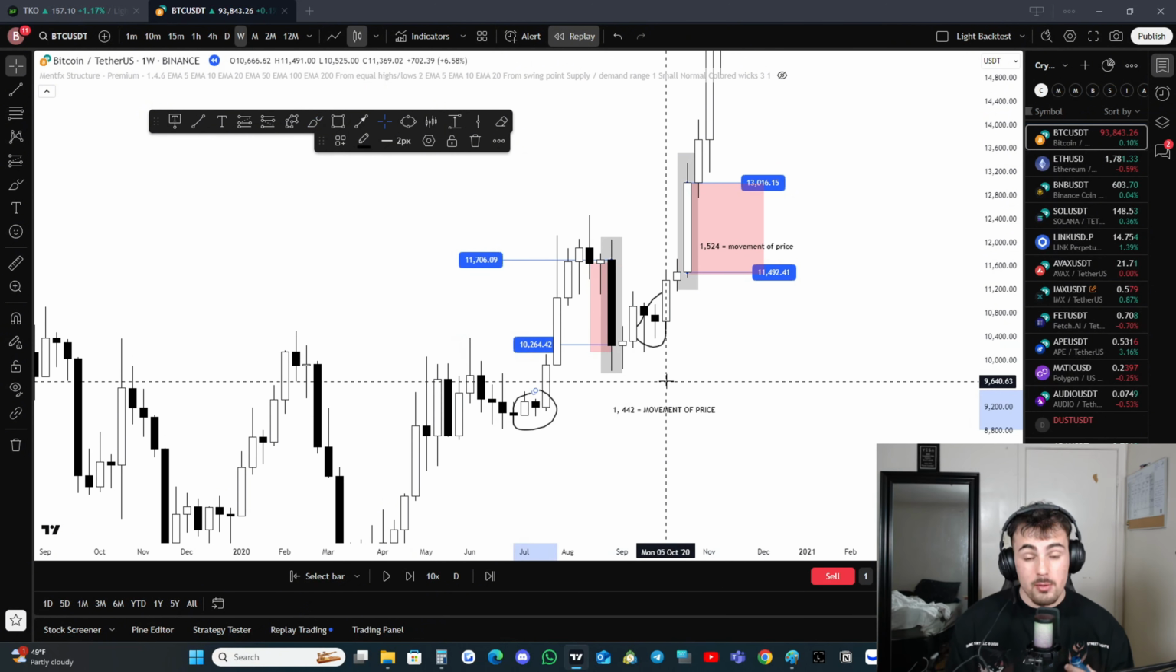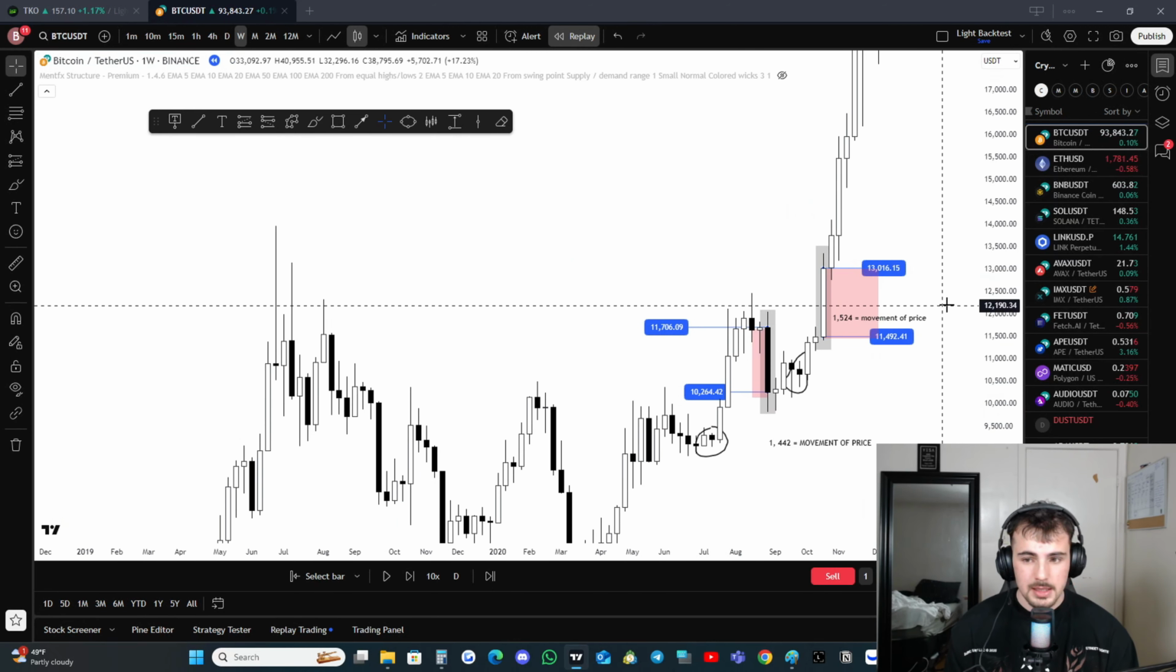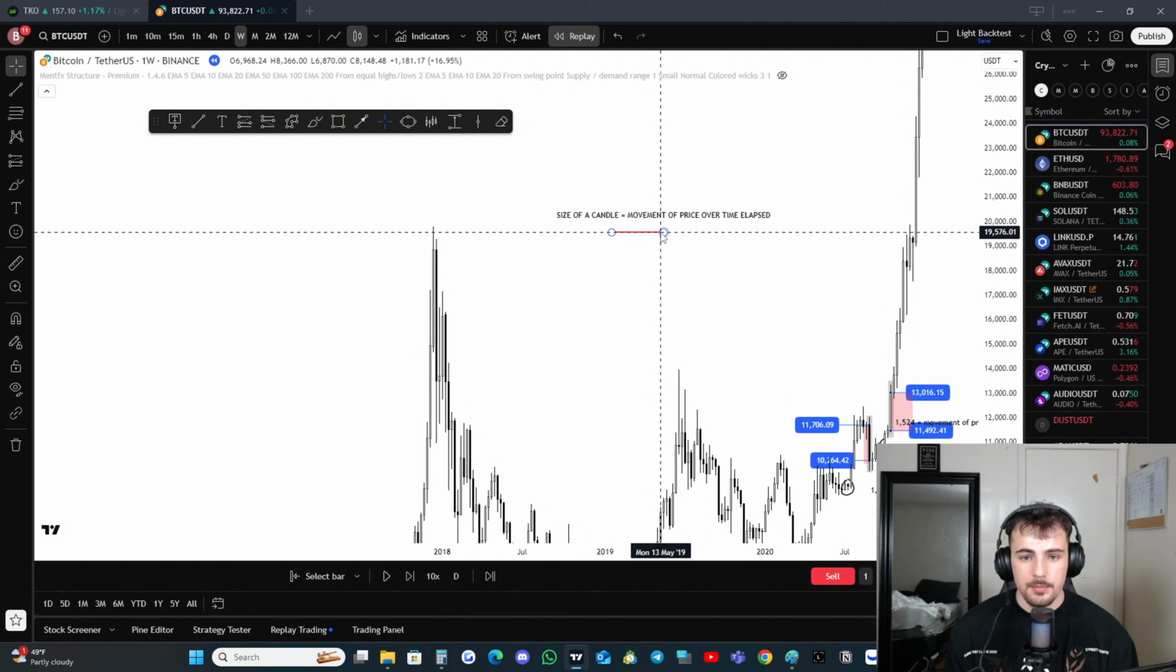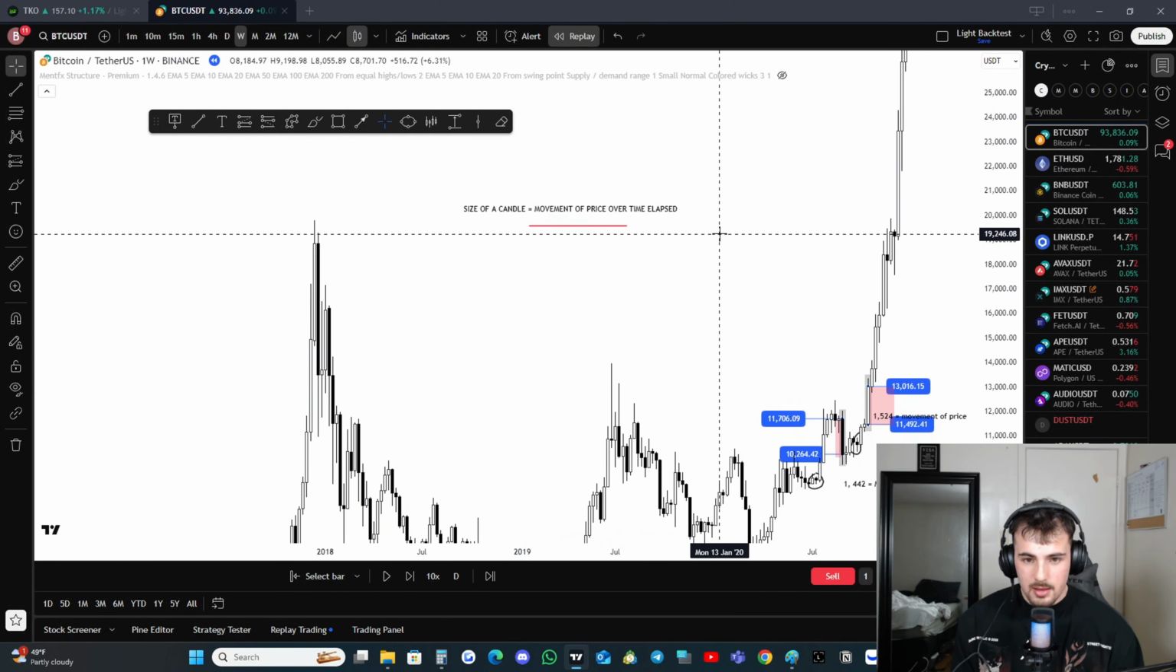You can go ahead, and I recommend you do this, and I'm actually going to make this a part of the homework: for you guys to go ahead and find 5 different candles and calculate the movement of price. Okay, now we know how to figure out the movement of price. That was step 1. Now you'll see it's over the time elapsed.